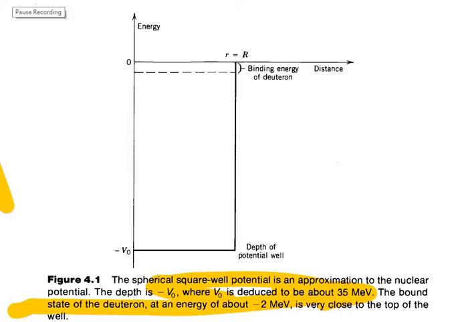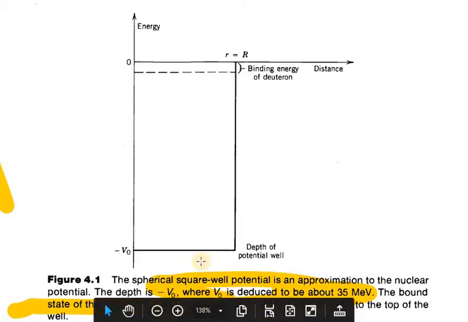Hi, dear friends. Now we can consider the neutron as a potential well, a system like this. Here we are considering a square well potential with depth minus V0, where V0 is about 35 MeV. This is the depth of the potential well.